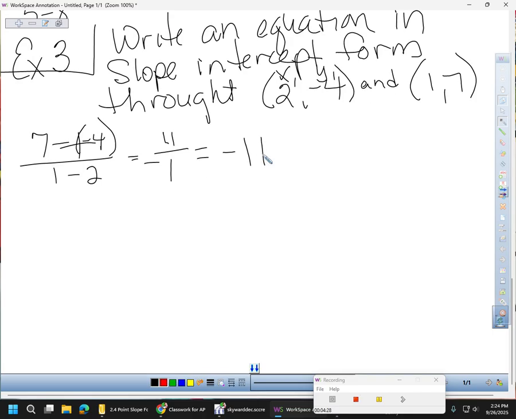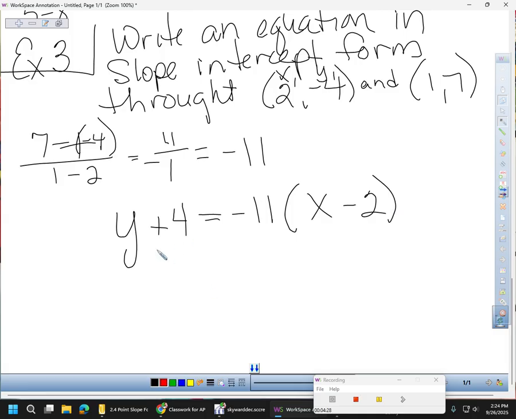Okay, so here we go. y minus y1. It's going to make that a +4, equals our slope of -11 times x minus x1. Now it's still not in slope-intercept. What 2 steps do we have to do?